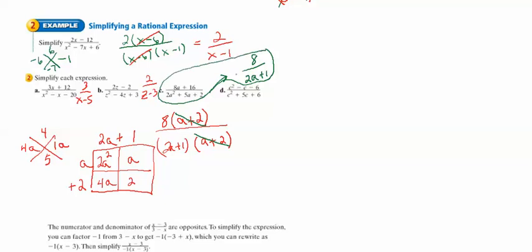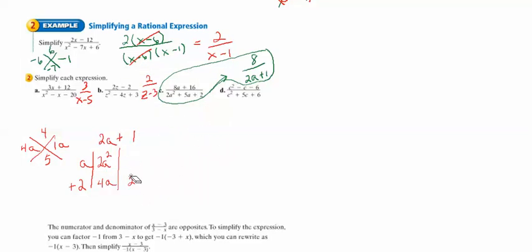Alright, I have one more to go. It looks like this next one we have to do is we have to factor both the top and the bottom to see if there's anything there that we can cancel.